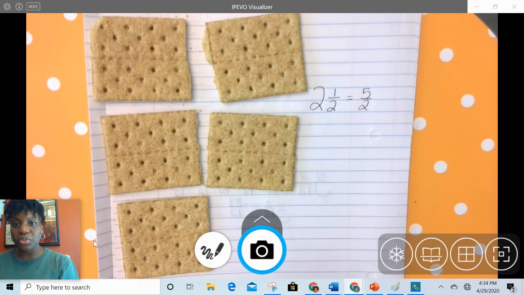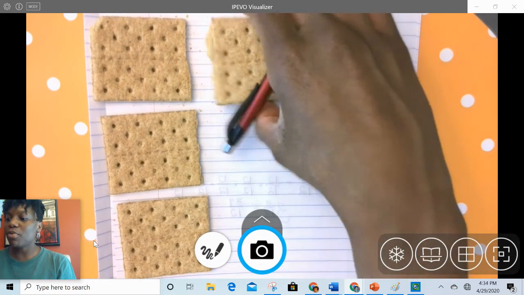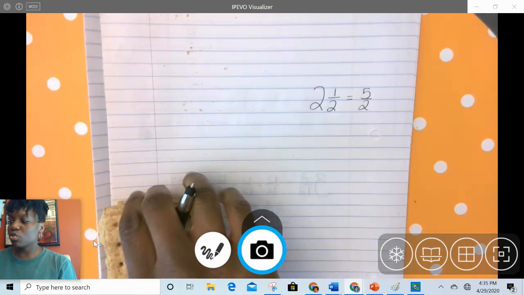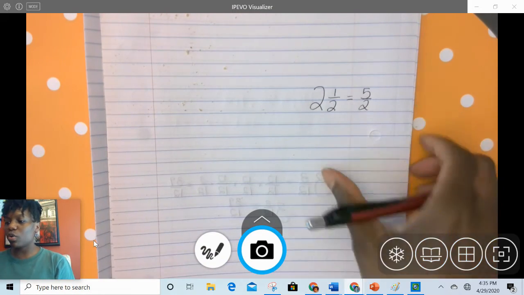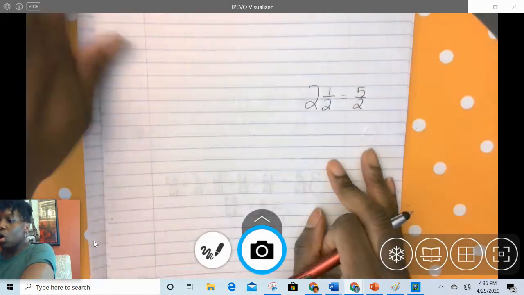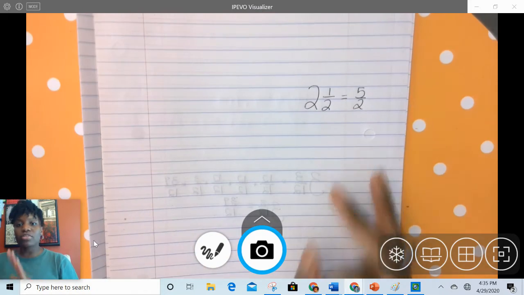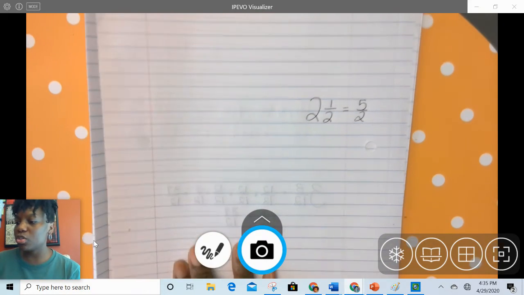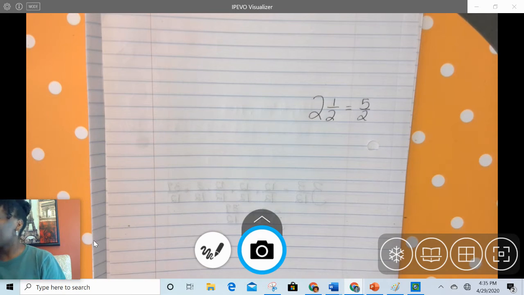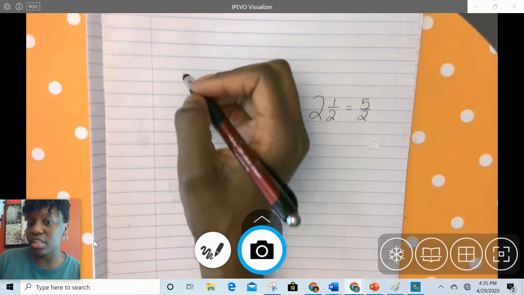I could draw pictures. I could use actual things to help me solve. But sometimes the problems are going to be bigger. So there's got to be another way of doing this where it doesn't require me having to do all that type of work. There's got to be a faster approach. So I'm going to show you another approach, and I like to call this approach the jelly bean method.